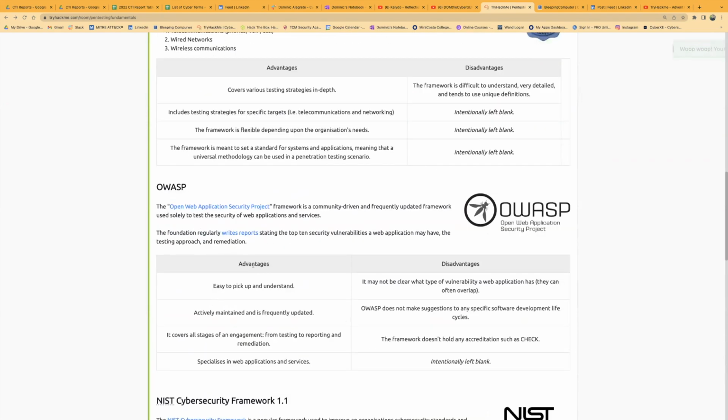Here we go. So this is OWASP, the Open Web Application Security Project. This framework is more of a community-driven thing where it's active and people from the cybersecurity community add to it, right? It's frequently updated, as they say, and it goes over the testing of different web application services. So it's going to tell you the top 10. There's an OWASP Top 10, and that basically goes over the top 10 vulnerabilities when it comes to web applications.